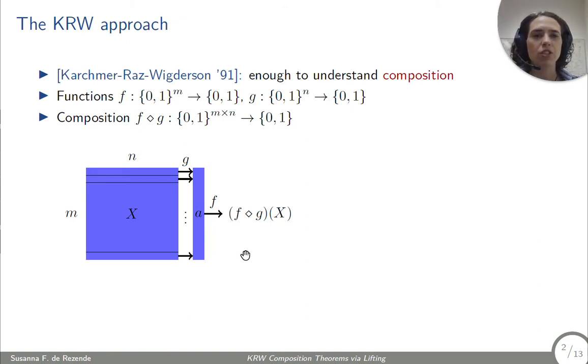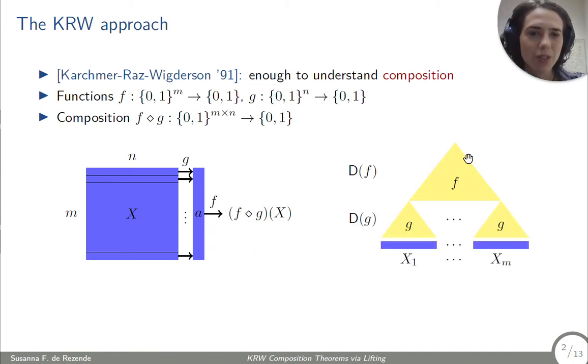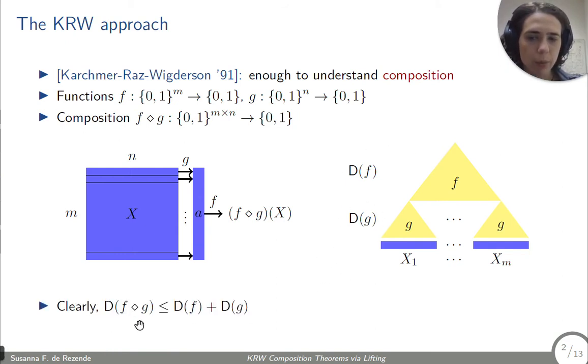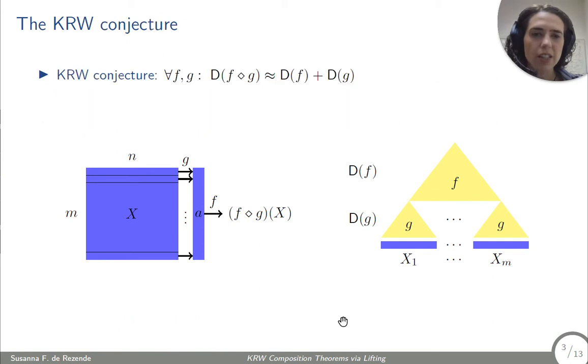If we would like to build a circuit that computes this function, a natural way of doing this is first considering a circuit that computes f, and then instead of the variable inputs of f, we add circuits that compute g with the corresponding rows of the matrix X. So this is a circuit that computes f composed with g, and it clearly has depth d of f plus d of g. So we know that the depth required to compute f composed with g is at most the depth of f plus the depth of g. And what became known as the KRW conjecture states that this is essentially optimal.